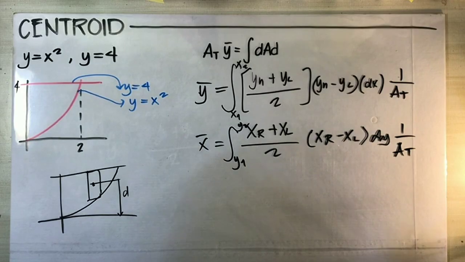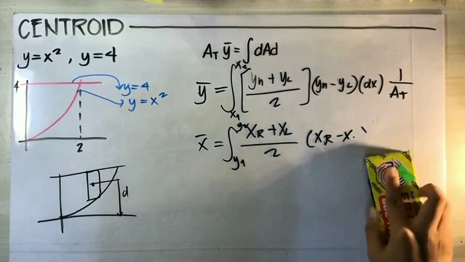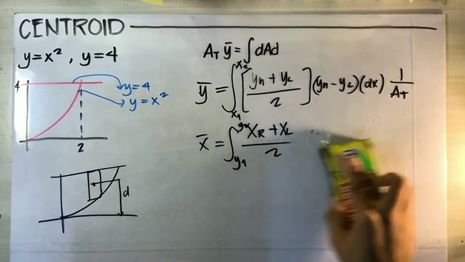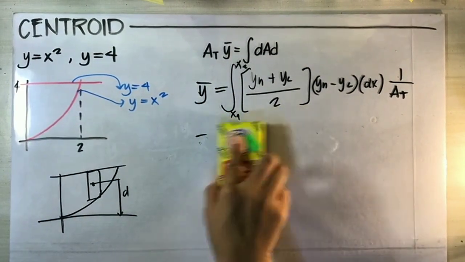So the objective of the centroid is finding the center, or to locate the balance point. Yes. So now let's solve this one. Let's erase it first. So first, let's solve for the y bar.